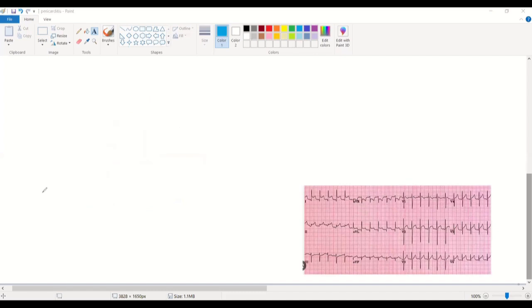So try to practice the ECG of acute pericarditis. This is again a very high yield ECG. So we discussed two ECGs in this session: one ECG is acute pericarditis and another ECG is cardiac tamponade, right?